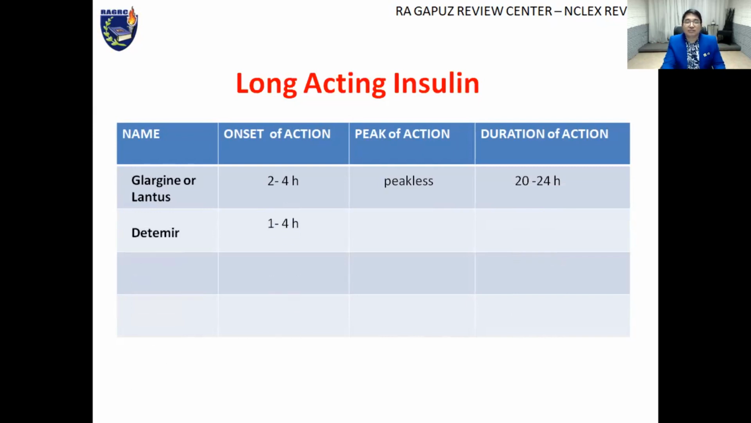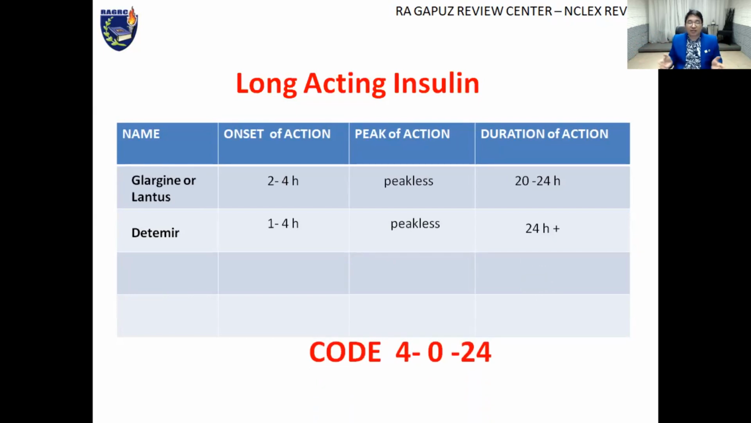So detemir, the onset of action is 1 to 4 hours. Peak of action is also peakless. And of course, the duration of action is 24 hours or more, okay? Now, what is our code? Once again, the onset of action, we take 4 hours, and since it's peakless, we put 0. And since the longest duration of action is 24 hours, we take 24. So our code for long-acting insulin would be 4024. So the onset would be, remember, 4 hours. Since it's peakless, the peak of action would be 0, and duration of action would be 24.